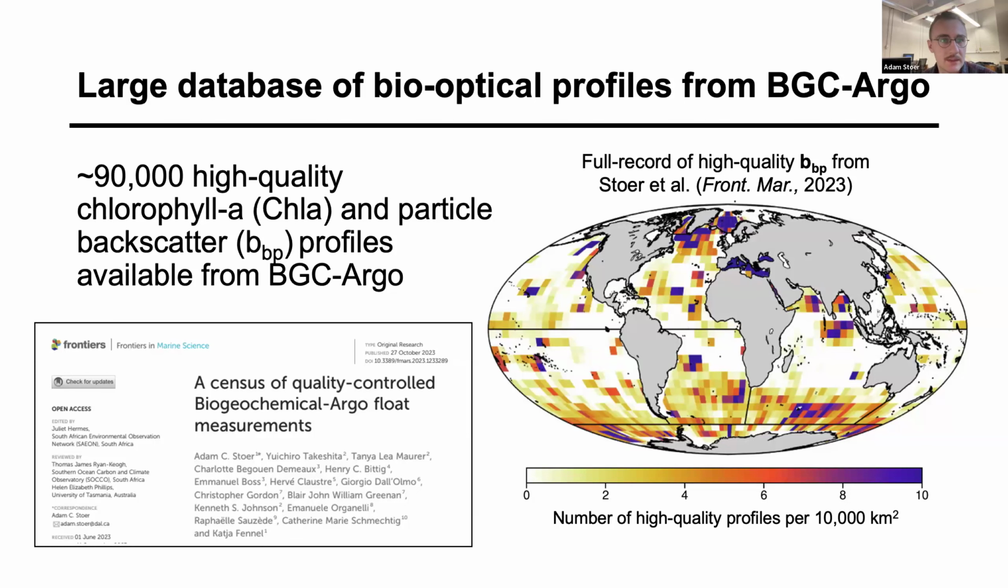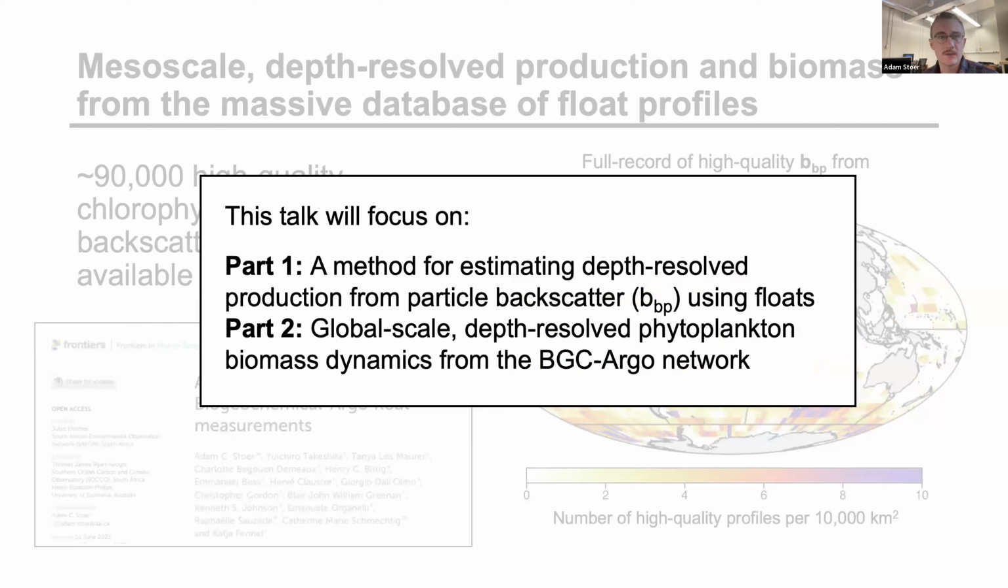productivity of phytoplankton. I'll be splitting my talk basically into two parts. The first one talks about a method for estimating depth resolved net primary production using these particle backscattering measurements from the floats. And then in part two, I'll talk about global scale depth resolved phytoplankton biomass dynamics using the Argo float array as well.